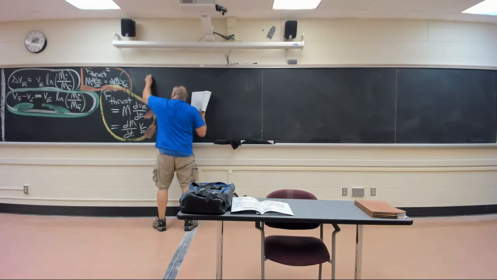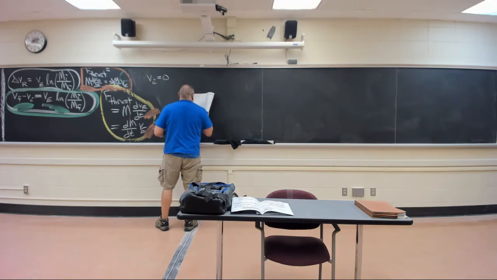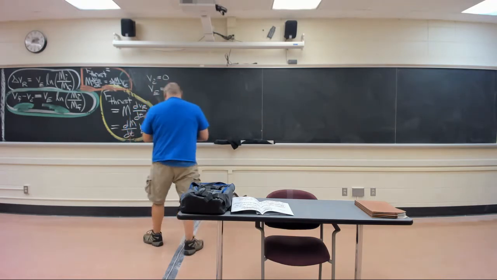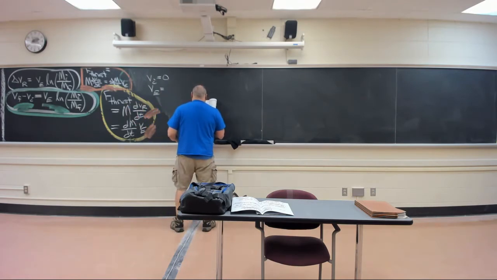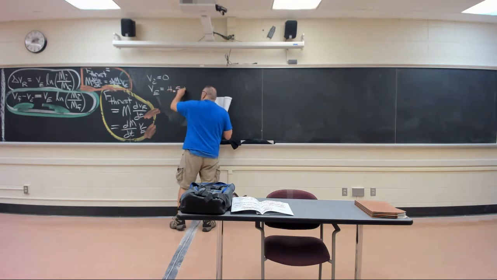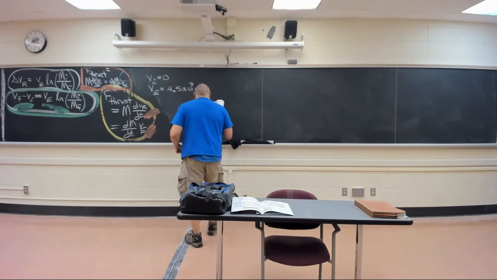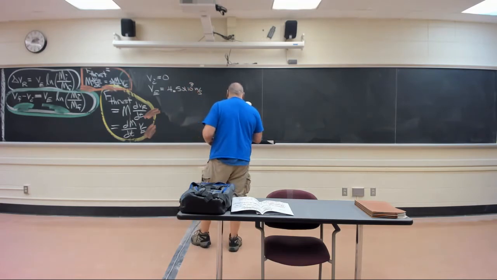We are told a number of things. VI is 0. They are telling us that the velocity of the exhaust, I've been using capital E, in the book they use small e, that's not a big deal, is 4.5 times 10 to the third meters per second, 4,500 meters per second.